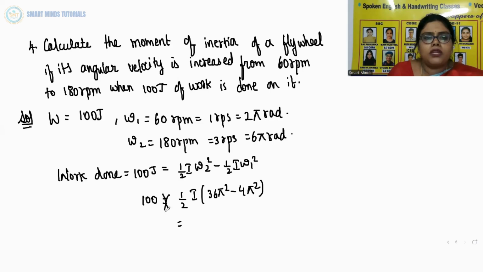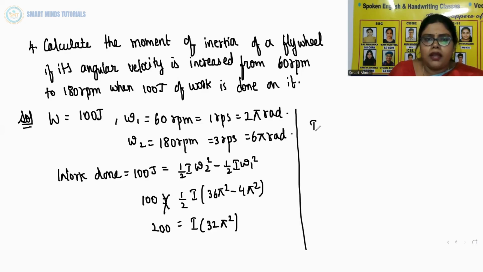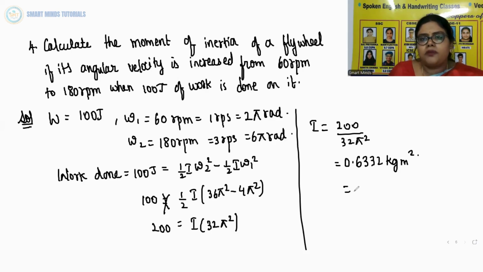Now if I cross multiply, this 2 goes there and becomes 200. I into 36 minus 4 is 32 pi square. So I is 200 by 32 pi square. And if you calculate it, you will get 0.6332 kg meter square. Or you can approximate this value as 0.63 kg meter square. This is the moment of inertia.